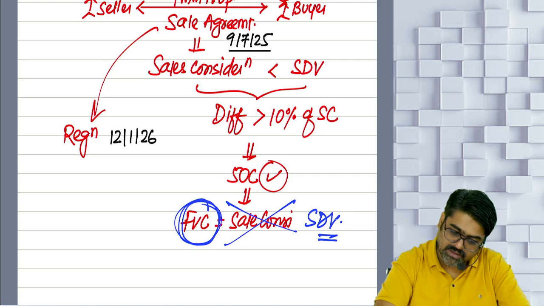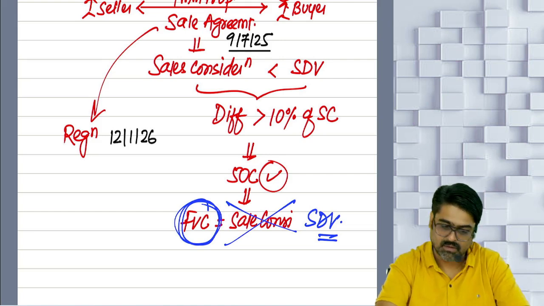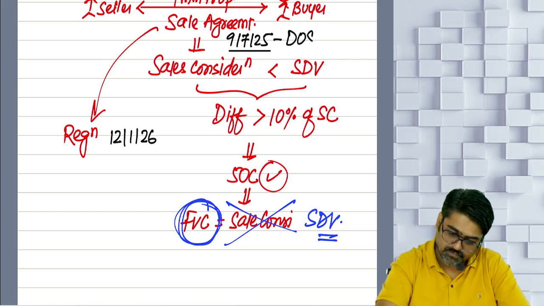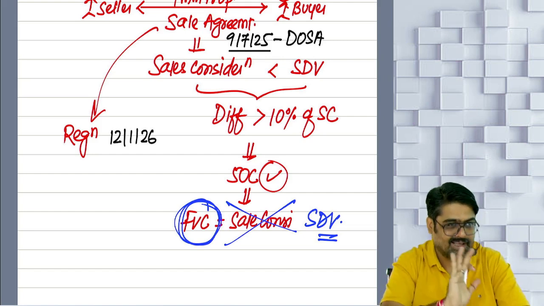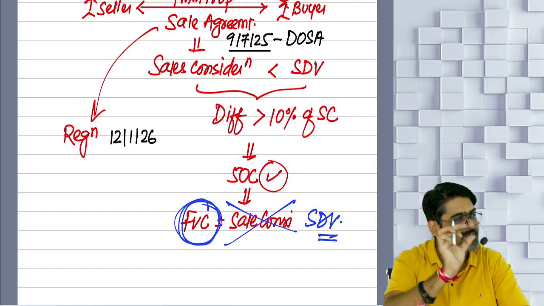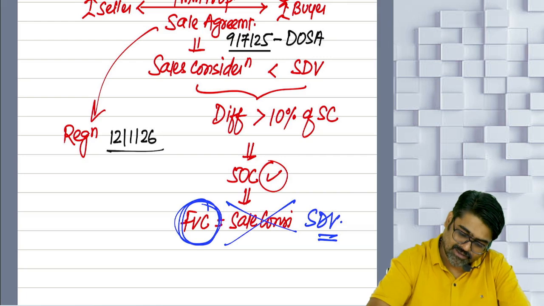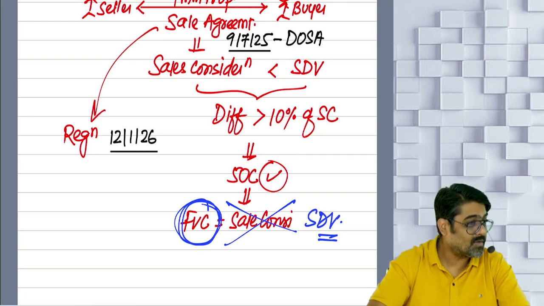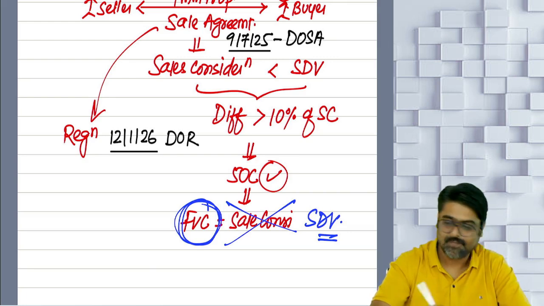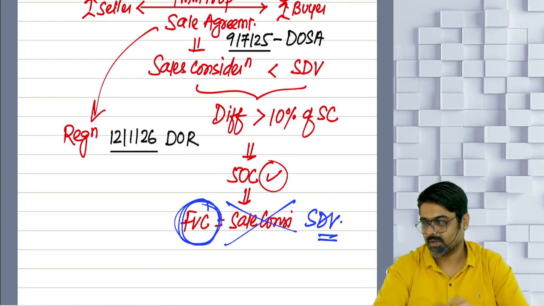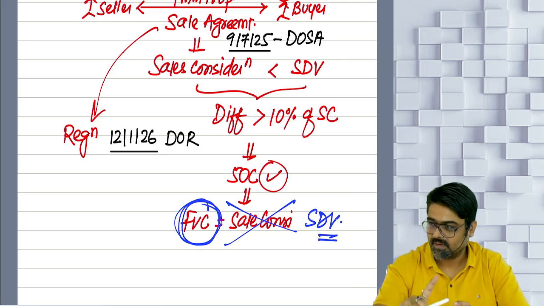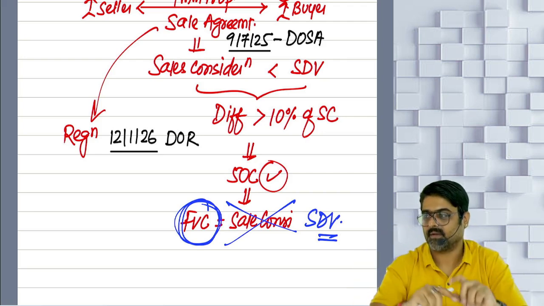Black color. This is the date on which the sale agreement is made, no? This is DOSA, date of sale agreement. And this is the date on which the registration is done. This is DOR. So DOSA and DOR: date of sale agreement and date of registration, same or different?